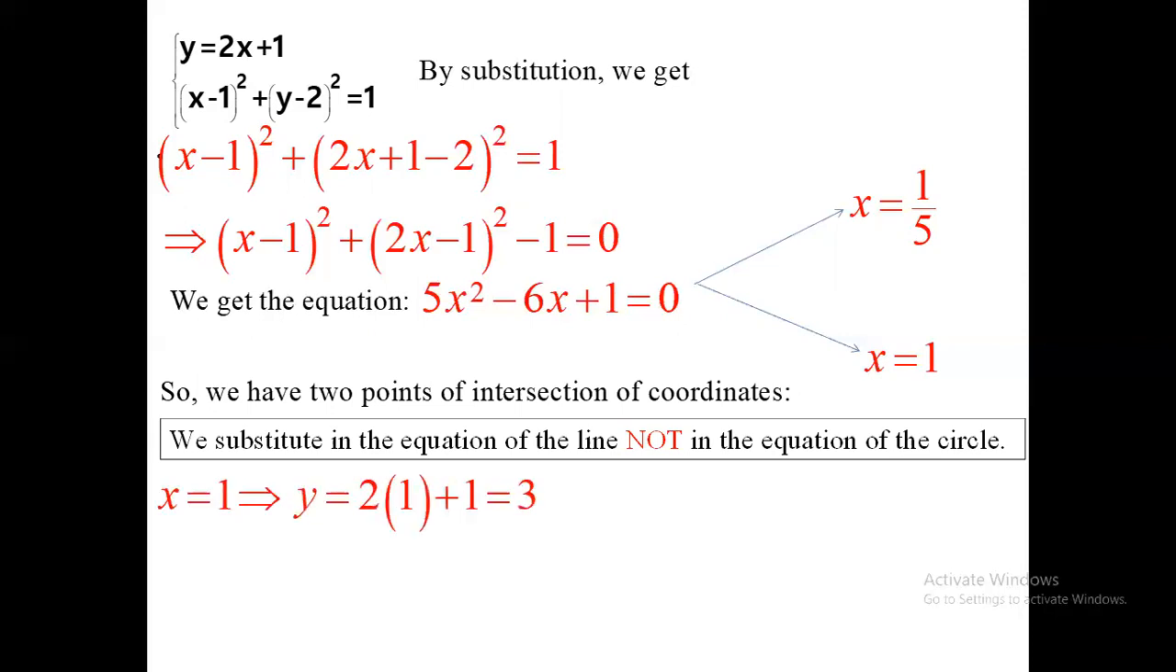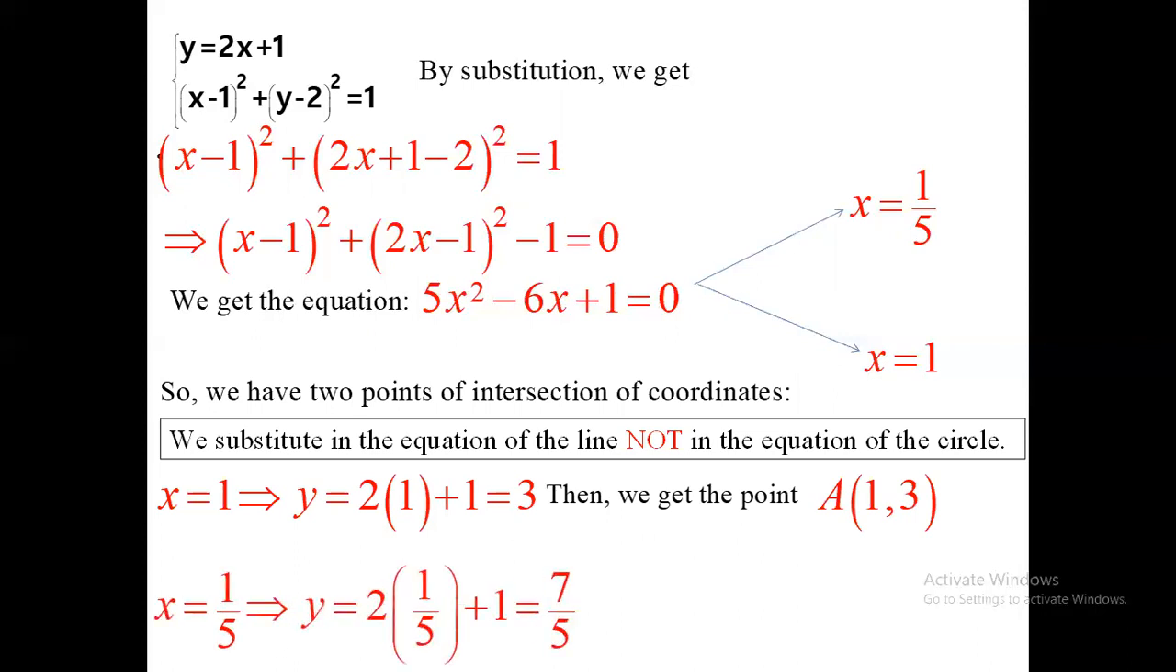So x equals 1, plugging in the line, y equals 2 times 1 plus 1, which is 3. Then we get the first point of intersection, (1, 3). For x equals 1 over 5, y equals 2 times 1 over 5 plus 1, and that's 7 over 5. Then we get (1 over 5, 7 over 5), the other point of intersection between the line and the circle.